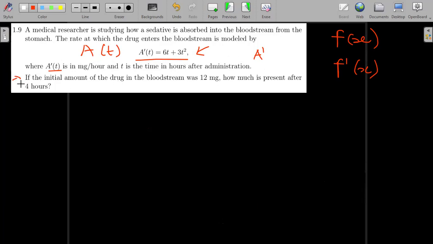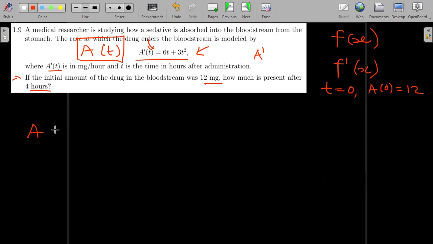So the question now comes, if the initial amount of the drug in the bloodstream was 12 milligrams, how much is present after 4 hours? So the initial simply means when the time was what? 0. The initial A of 0 was equal to 12. So how much is present after 4 hours? To find how much is present after 4 hours, we first have to find this function A of t. So here we have to integrate this derivative that we've been given.